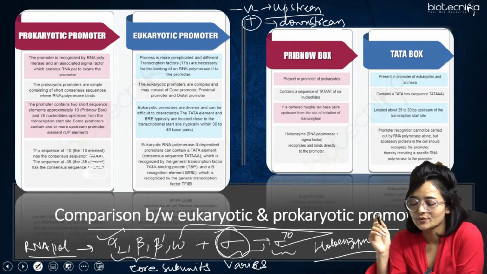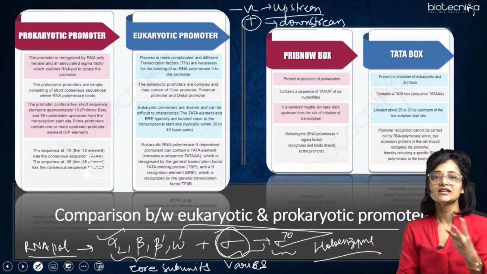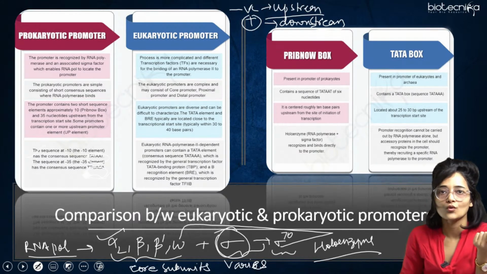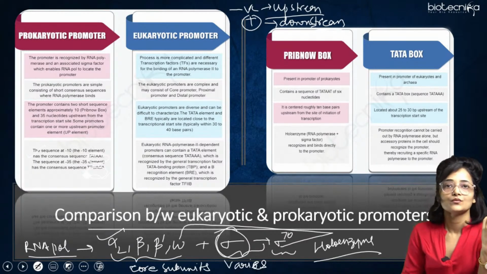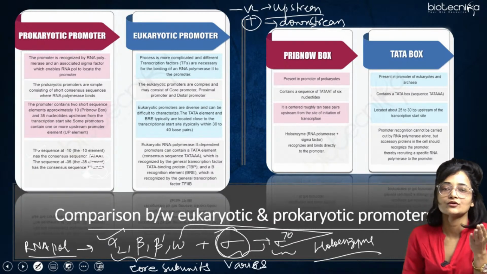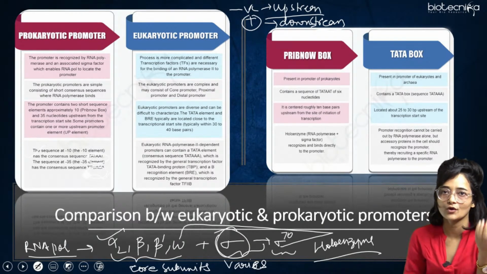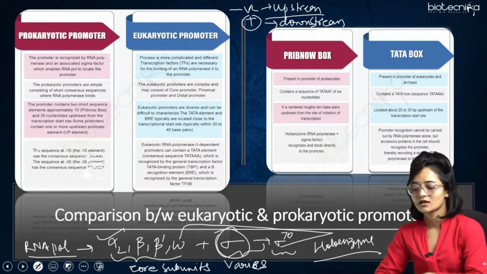The eukaryotic promoters are complex and may consist of a core promoter. Now there are three different parts of the eukaryotic promoter that you need to remember. First is the core promoter, second is the proximal promoter, and third is the distal promoter, right? With the help of the figure that I'll show in further slides, you'll know the major components of the core promoter, the proximal promoter, and the distal promoter.